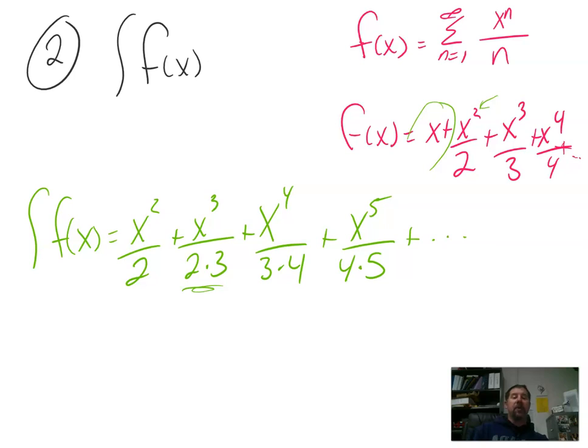x to the fourth over 3 times 4, plus x to the fifth over 4 times 5. So I've integrated this, and then every time I divide, I didn't put the numbers together. I just have to multiply it out.